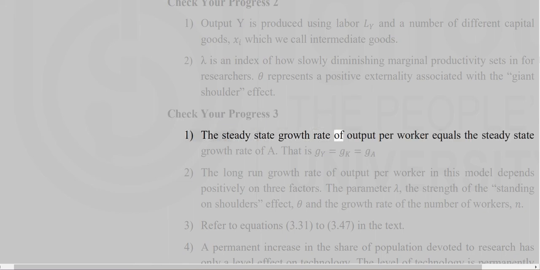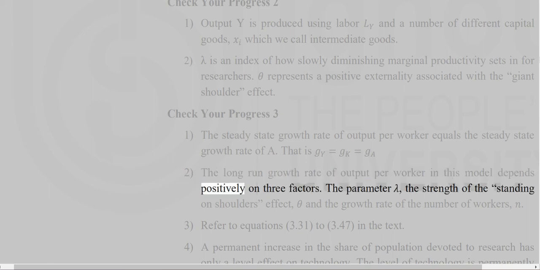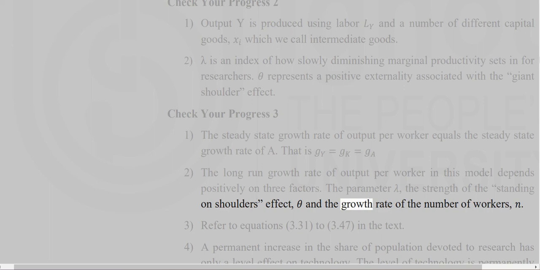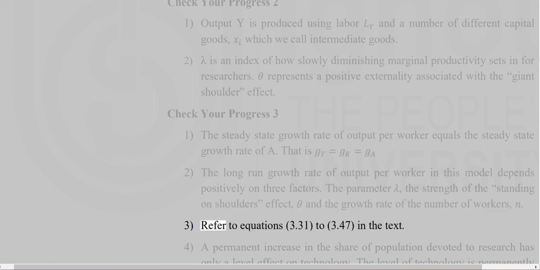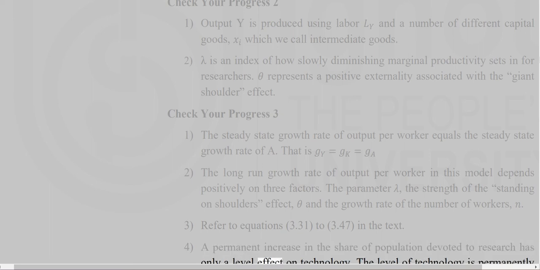Check your progress 3. 1. The steady state growth rate of output per worker equals the steady state growth rate of A. 2. The long-run growth rate of output per worker in this model depends positively on three factors: the parameter, the strength of the standing on shoulders effect, and the growth rate of the number of workers. 3. Refer to equations 3.31 to 3.47 in the text. 4. A permanent increase in the share of population devoted to research has only a level effect on technology. The level of technology is permanently higher as a result of the permanent increase in R&D. The long-run growth rate of the model returns to the balanced growth path after increasing temporarily.